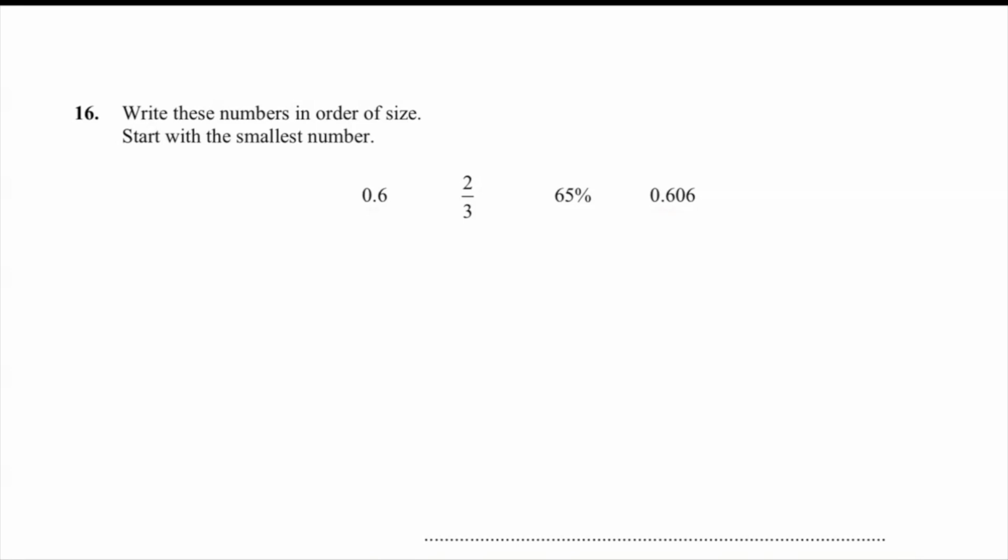2/3 is 0.666, and on is recurring. And that knowledge is kind of essential in helping you answer this question. 65%, 65 out of 100, that means we divide by 100, which would give us 0.65. We can now see and compare these.